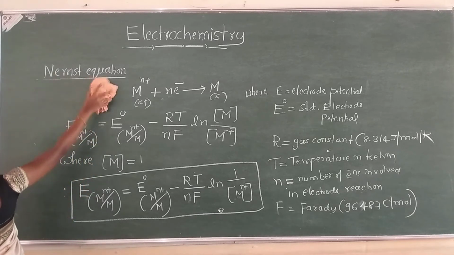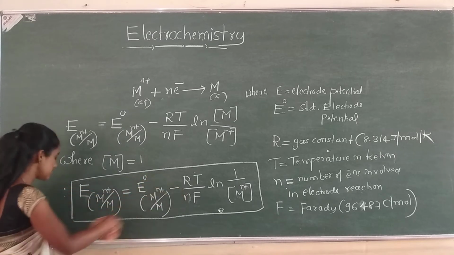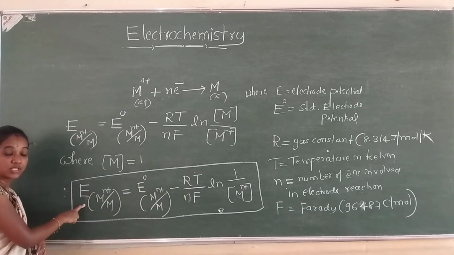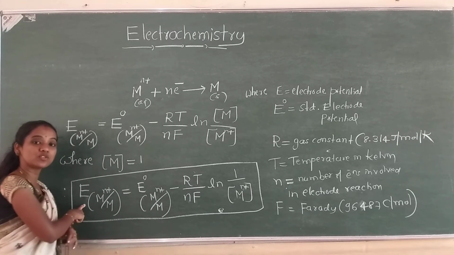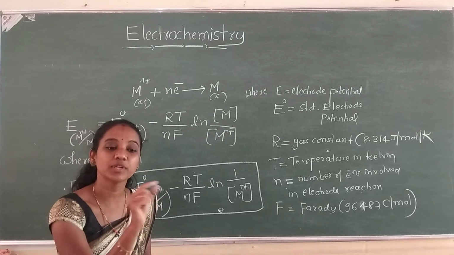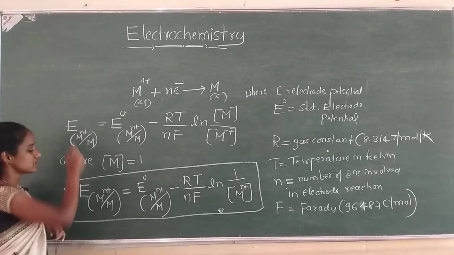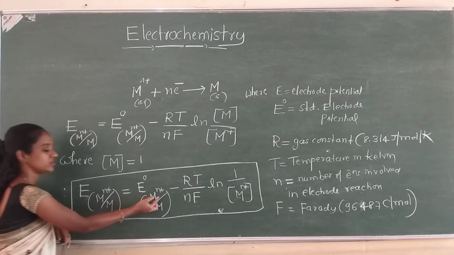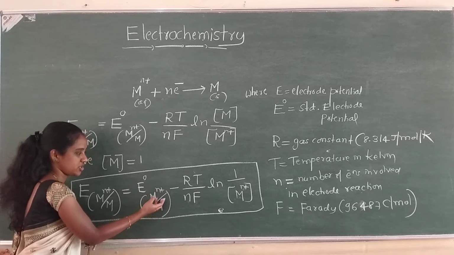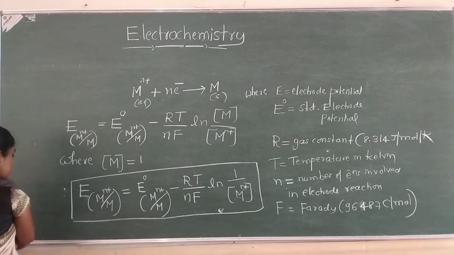Next concept: using the Nernst equation we can find the electrode potential. Generally, the standard hydrogen electrode is used to find the electrode potential, where the concentration of the electrolyte must be 1 molar. Whereas if you use the Nernst equation, the electrolyte can be at any concentration, and you can calculate the electrode potential. So this is very important.